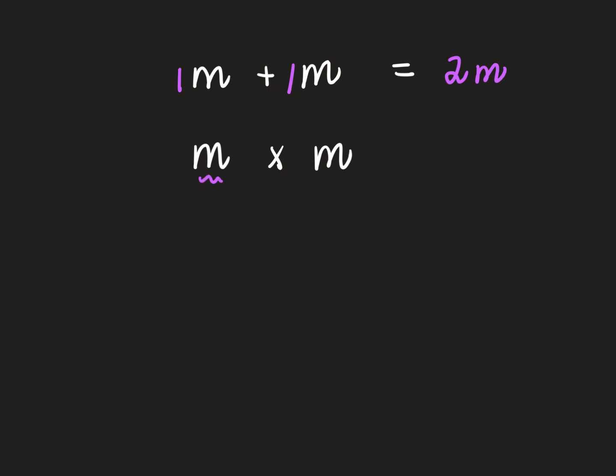Let's say I've got m plus m and I've got m times m. Well, here I'm adding. I've got one of them and I've got another one of them. What do I have altogether? I've got 2 of them. Now this one here, m times m, I'm multiplying. Remember that this is m to the power of 1 and that is m to the power of 1. So what do I have altogether? Bases are the same. I'm multiplying the terms. I add the indices.